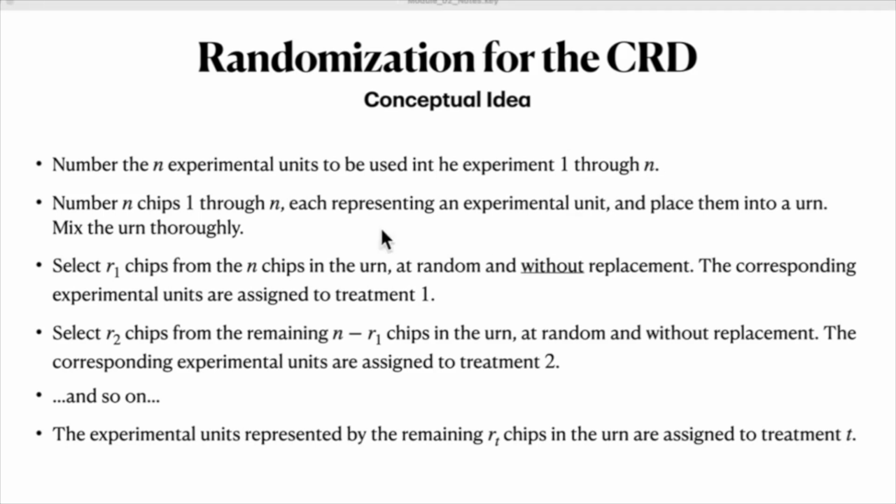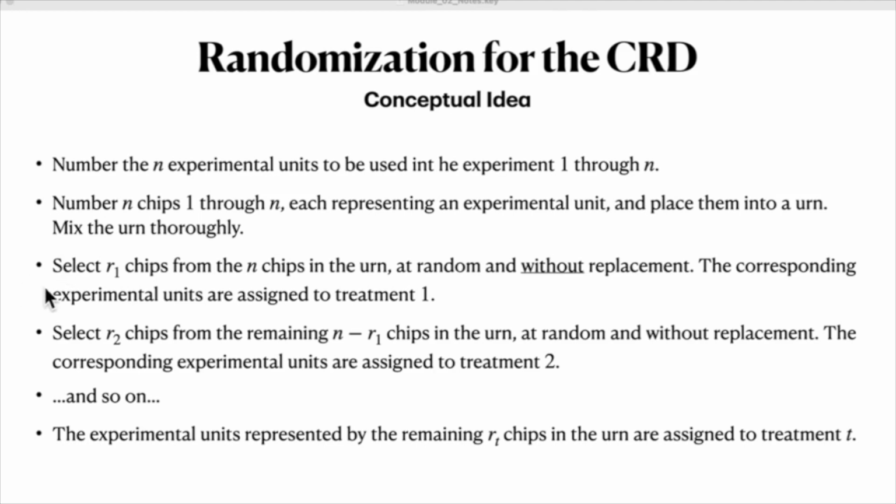And then what we'll do is we'll take n chips, maybe poker chips, n of them. We'll label them 1 through n as well. Each one of those represents an experimental unit, and we place those chips in an urn, and then we mix the urn thoroughly. So an urn or a bag or a hat or whatever. You mix them up thoroughly because we want this to be random, right? And so then we just go through this process.